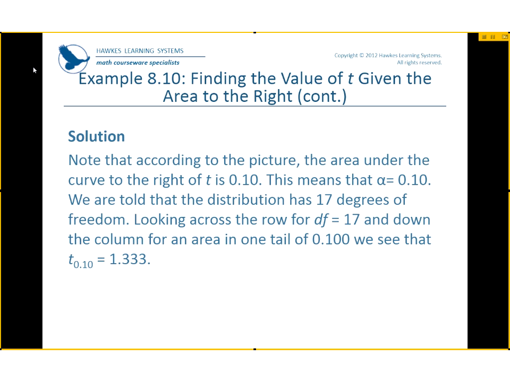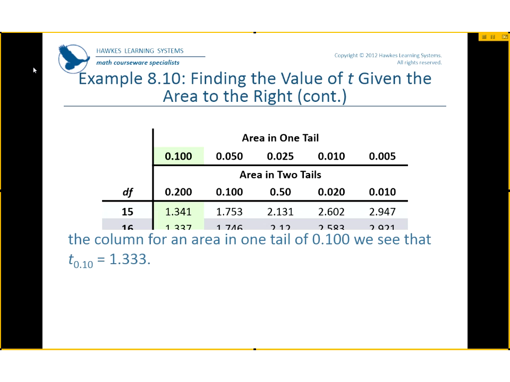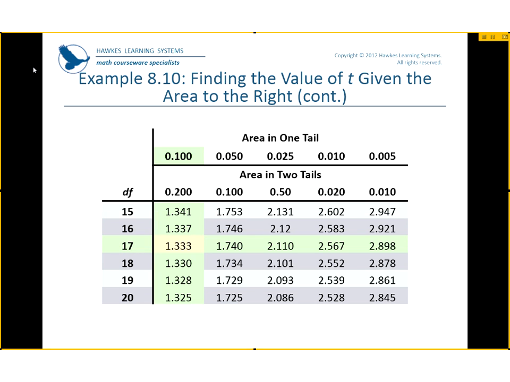So we're going to look at our distribution for 17 degrees. If we look at the column, we're going to see that the amount is 1.333. So if you look at it, area for one tail, 0.100. We go down to degrees of freedom 17, we see 1.333. So what we're doing is the exact same way as we did before. Okay? So it's 1.333.